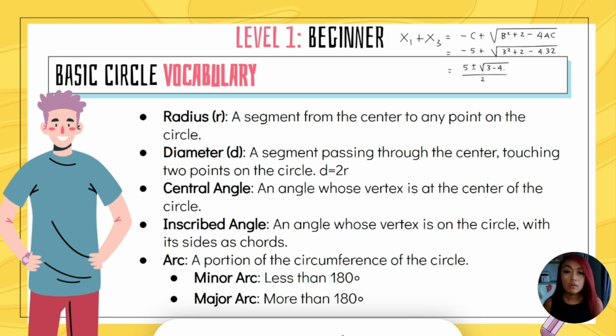A central angle is an angle whose vertex is at the center of a circle. And an inscribed angle is an angle whose vertex is on the circle with 2 sides as chords. The arc is a portion of the circumference of a circle. A minor arc is less than 180 degrees, and a major arc is more than 180 degrees.